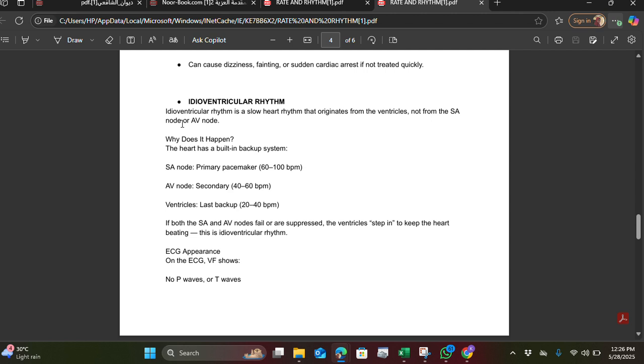Now for the ventricles, 20 to 40, the firstborn, they will just be doing 001, 000 interchangeably. With that analogy, I'm sure you should be able to understand where I'm coming from. If both the SA node and AV node fail, the ventricles will step in to keep the heart beating. If the mother dies, the father dies, the firstborn steps in to keep the family going.